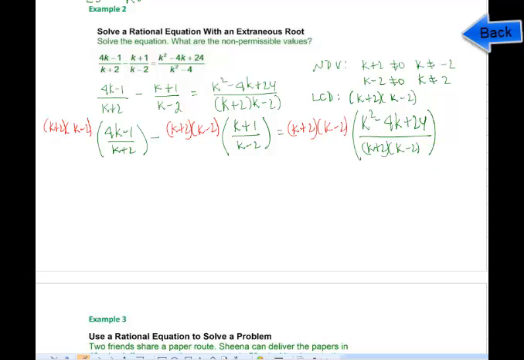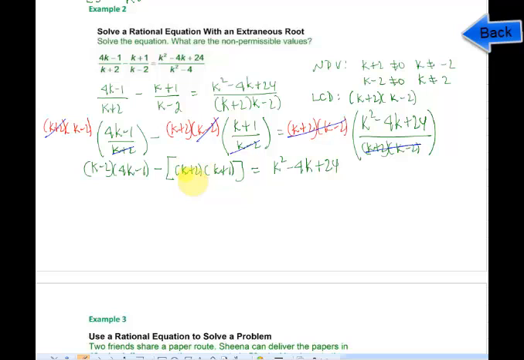Okay, so let's do some reducing. On the far left, the k plus 2's can reduce. In the middle, the k minus 2 can reduce. And on the far right, k plus 2 and k minus 2 can be reduced. So we now have on the left k minus 2 times 4k minus 1, minus, and we're going to put this in a square bracket because we want to minus the whole thing, k plus 2 times k plus 1, and that's equal to k squared minus 4k plus 24.